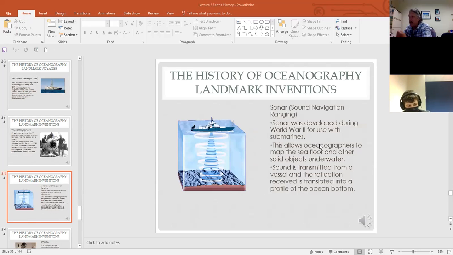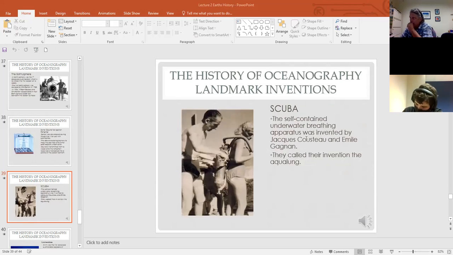Now, sonar became popular during World War II, and after World War II, the entire ocean floor was mapped using sonar. Scuba was invented by Jacques Cousteau and Emile Gagnan. There they are. Compressed air. They called that the aqualung. Cousteau and the Cousteau Society are still famous today.